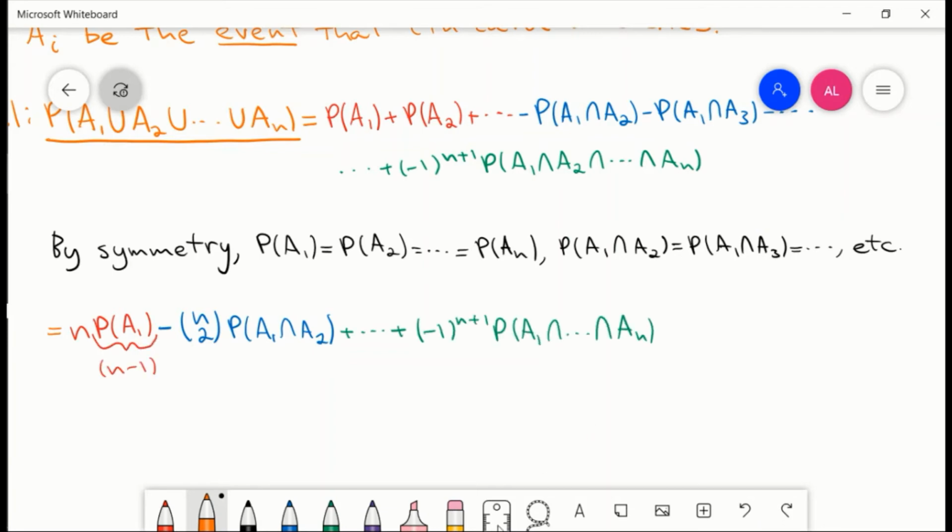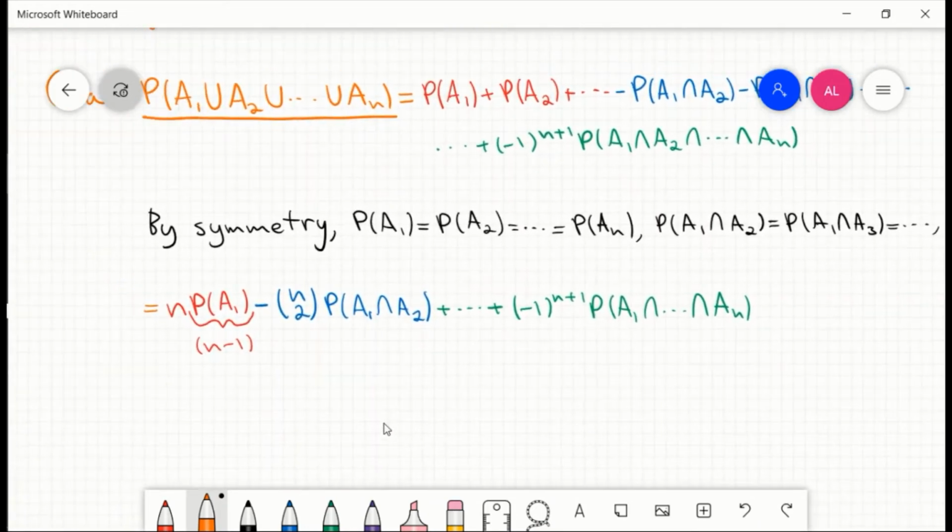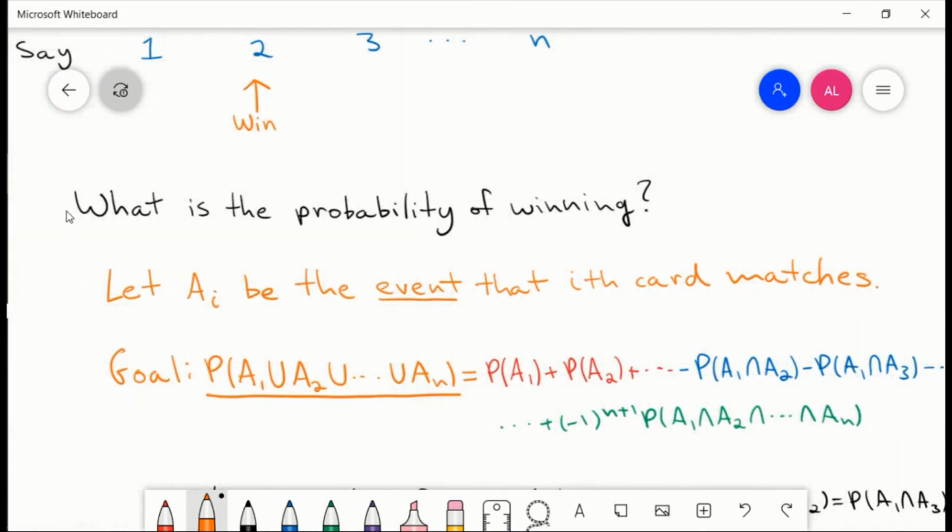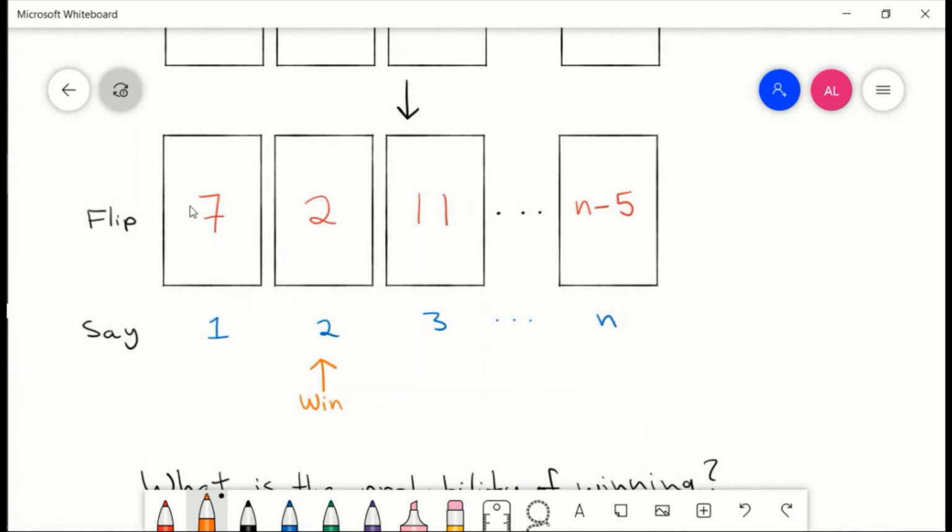Now let's find the probability of A1. How do we do that? Well, when we flip over the first card, we want to say the number 1, so we want this big letter 1 written on here. How can we think about it? Well, think about it like this. We fix the first card in place, and then we let the other n-1 cards just move around however they want.